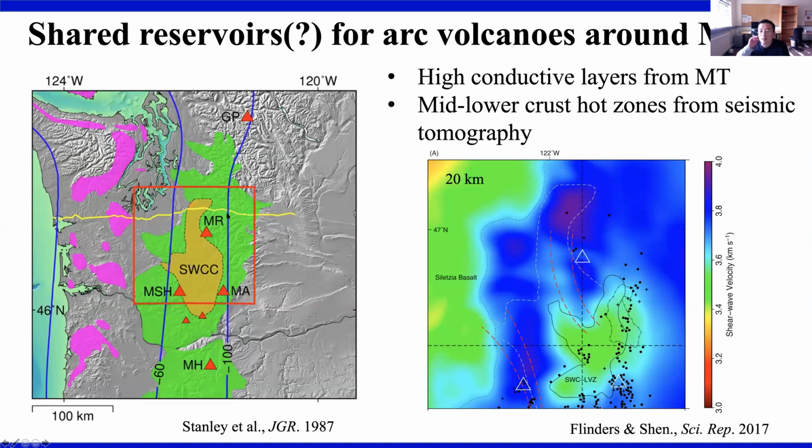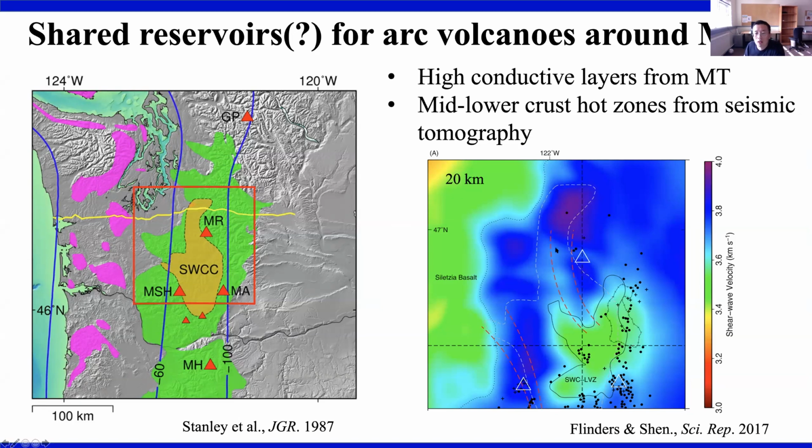Indeed, geophysical imaging provides some evidence for that. If you look at this yellow shaded region, there's Mount St. Helens, Mount Adams, Mount Rainier. They imaged a very highly conductive region, which they interpret as melt, right beneath the center of these three volcanoes. This is called the South Washington Cascadia Conductor, interpreted using melts.